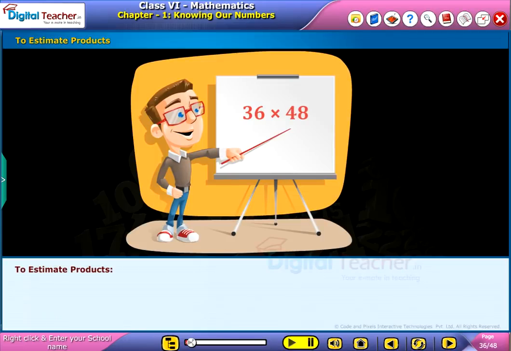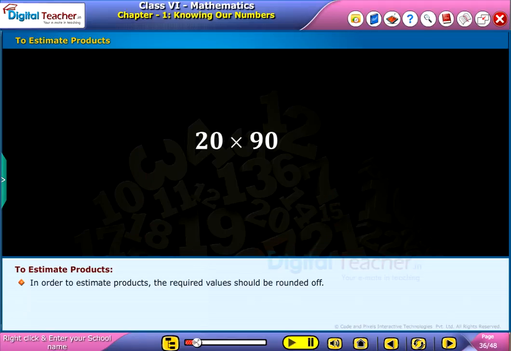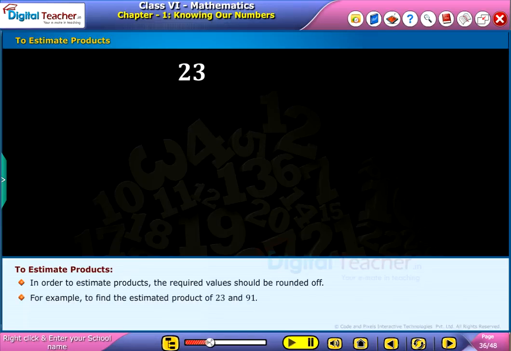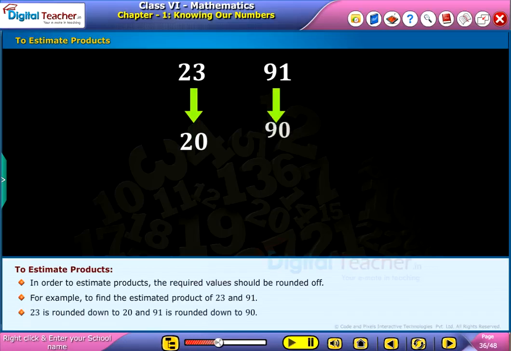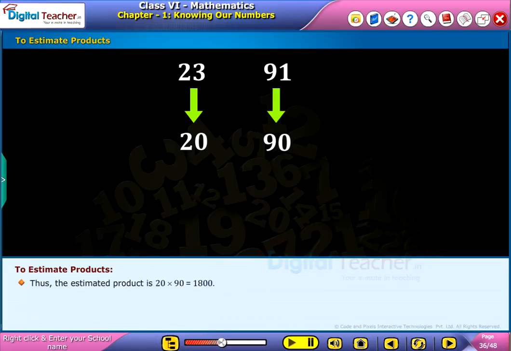Here we are going to discuss how to estimate products. In order to estimate products, the required values should be rounded off. For example, to find the estimated product of 23 and 91, 23 is rounded down to 20 and 91 is rounded down to 90. Thus, the estimated product is 20 into 90 equal to 1800.